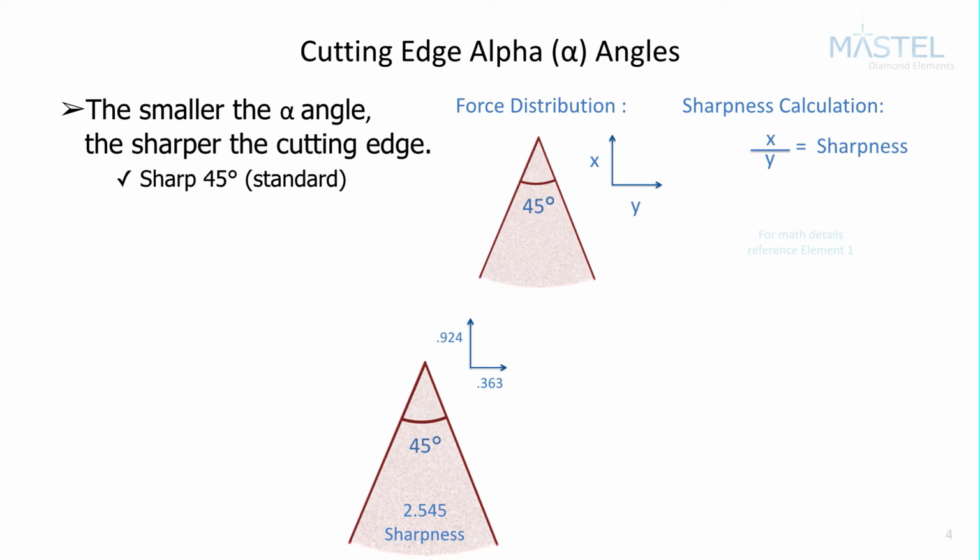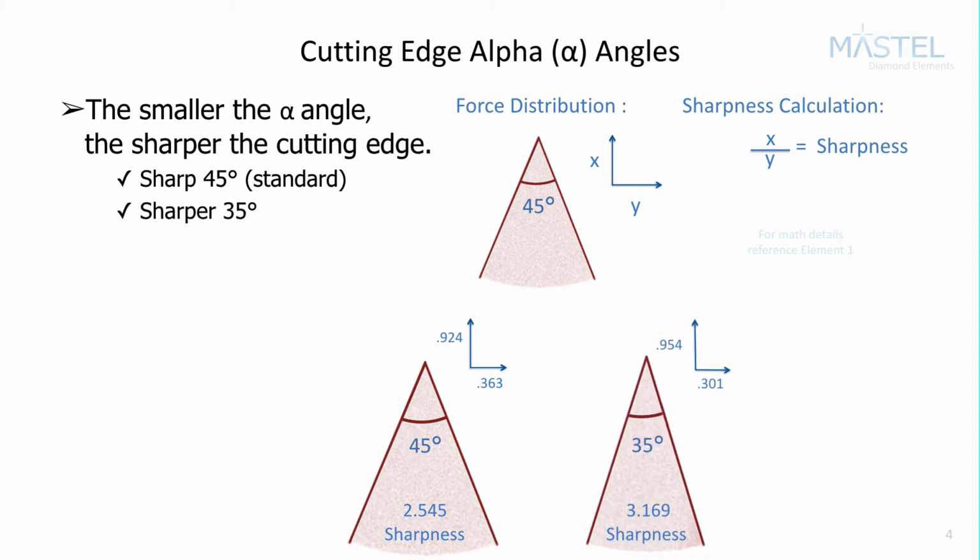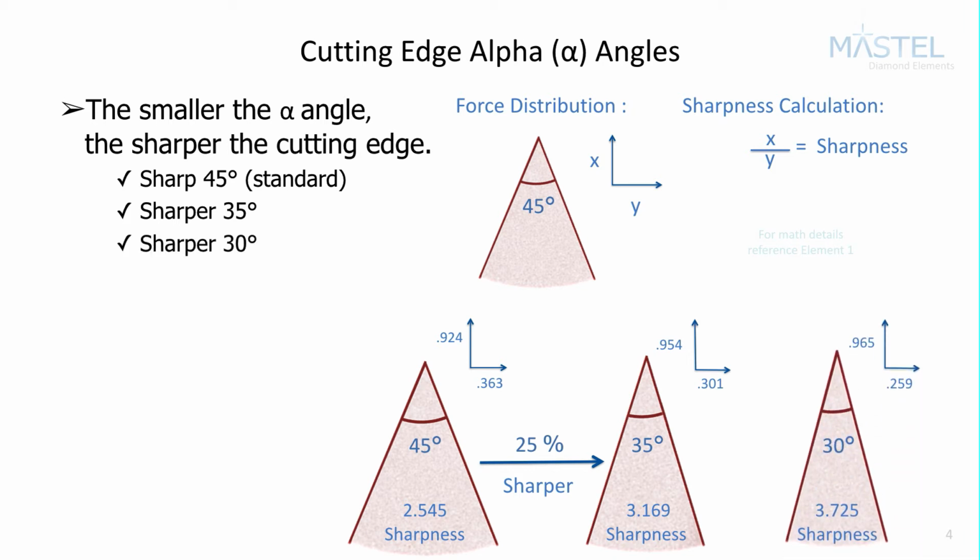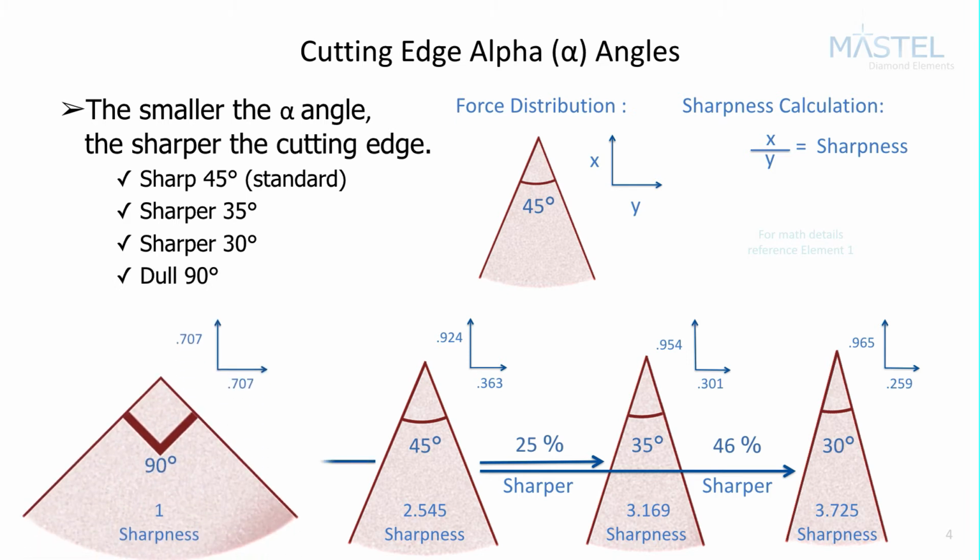Now we will compare the 45-degree edge to 35 and 30-degree edges. The 35-degree edge is 25% sharper than the 45, and the 30-degree edge is 46% sharper than the 45. Moving backwards, you can see that the 90-degree spear is 61% less sharp than the 45.